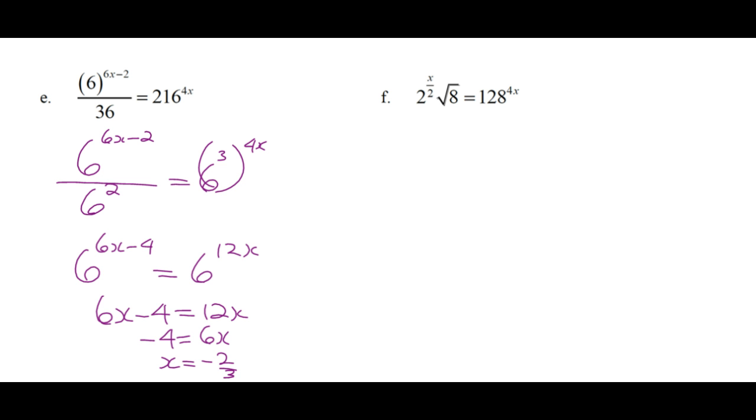2, 8, and 128. Common base is 2. Okay, 2 to the x over 2. What's root 8? So 8 is 2 cubed. What's a square root as an exponent? What exponent gives you square root? 1/2. Is equal to, finger, 2, 4, 8, 16, 32, 64, 128. 2 to the 7th.